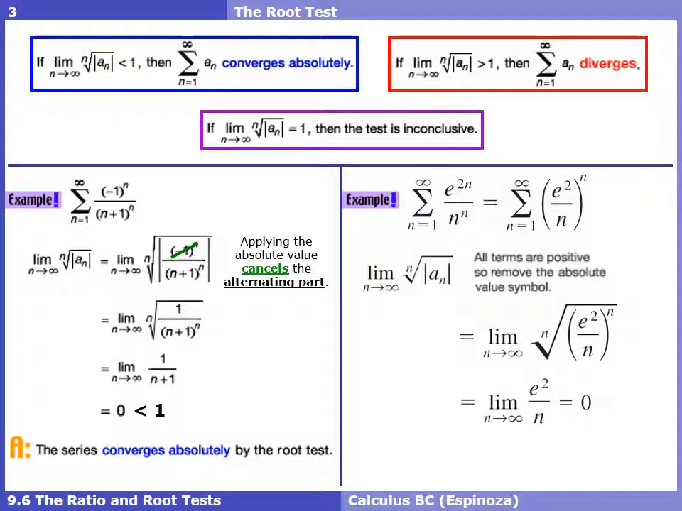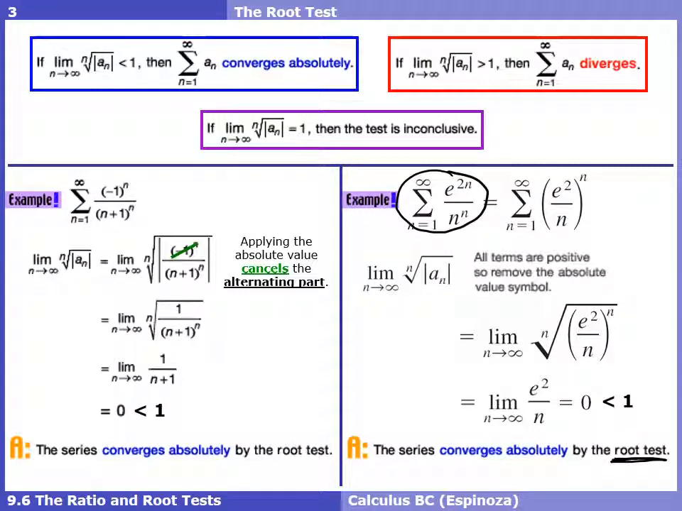And of course, hopefully you remember that limit is equal to 0, and just like the first example, our result turned out to be less than 1. So the conclusion we can come to is that this infinite series up here converges absolutely. And again, the test we used here was the root test. So we're going to say that again, this series converges absolutely by the root test.